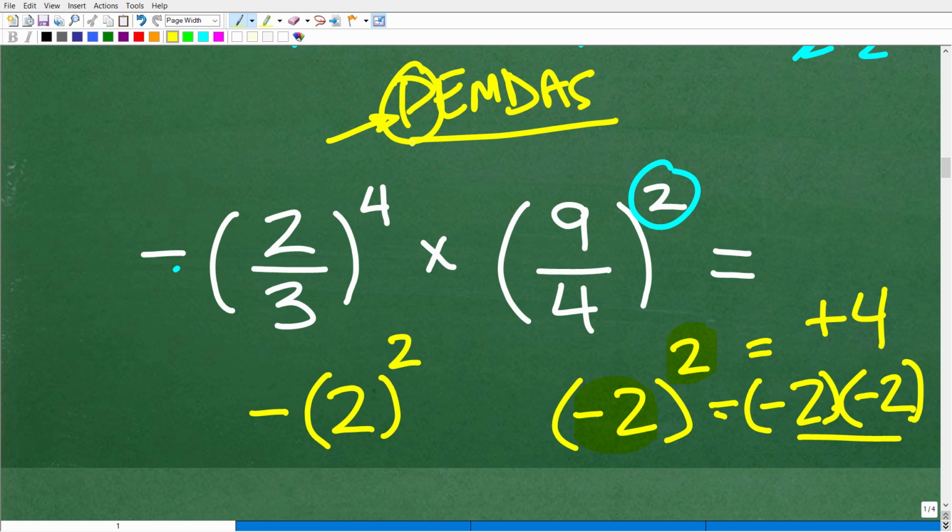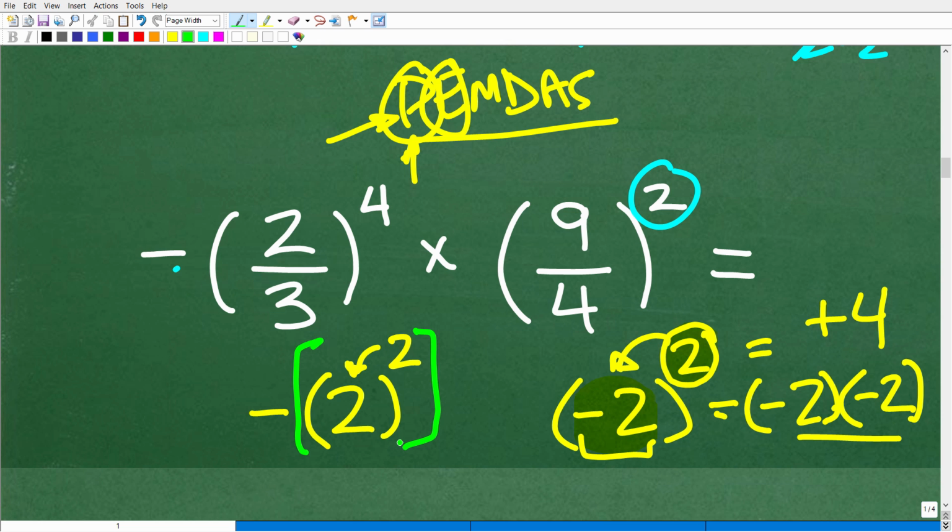So when we think about the P, we go to our parentheses. There's nothing to do in the parentheses, so we go to E, exponents. Now the exponent here, 2, is acting on the base negative 2. But in this one, the 2 is only acting on the positive 2. This right here means the opposite, or the negative, of the answer to 2 squared.